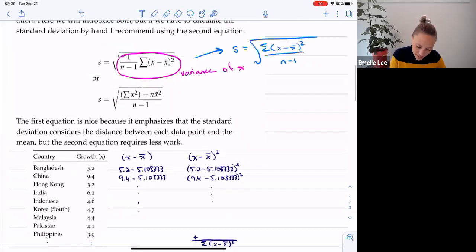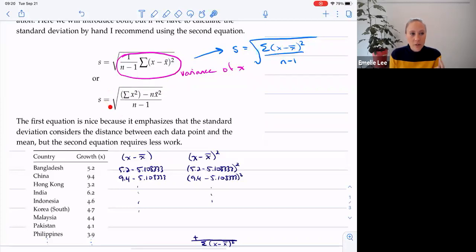Okay. And then you would divide that sum by n minus 1, and then you would square root it to find the standard deviation. So if you have to do it by hand, it's pretty tedious. And sometimes people prefer this second equation. So let's just talk about the differences between the two, right?